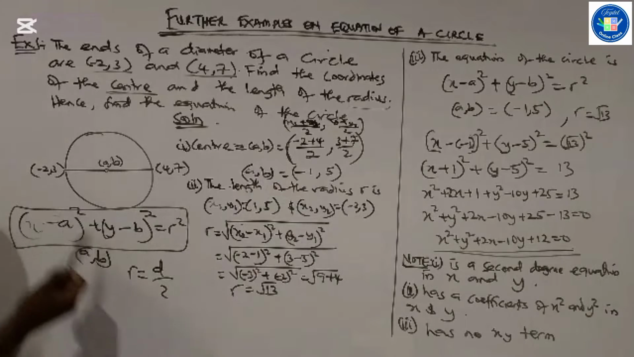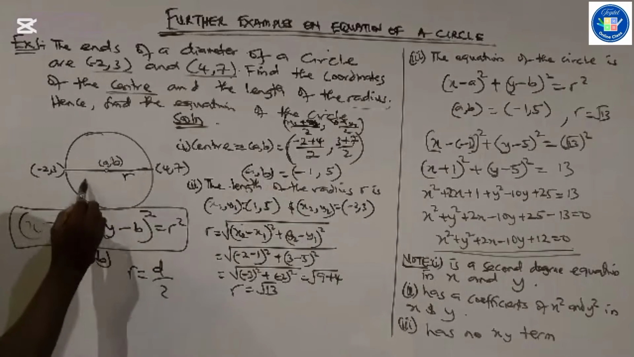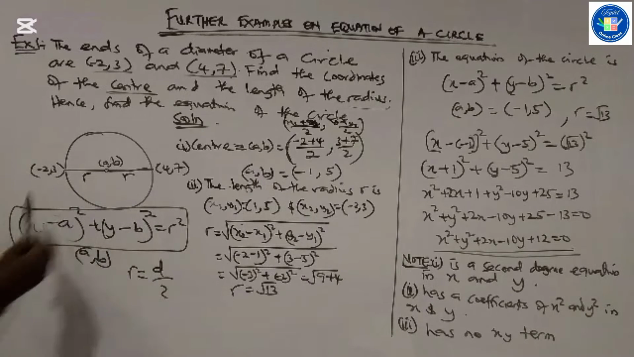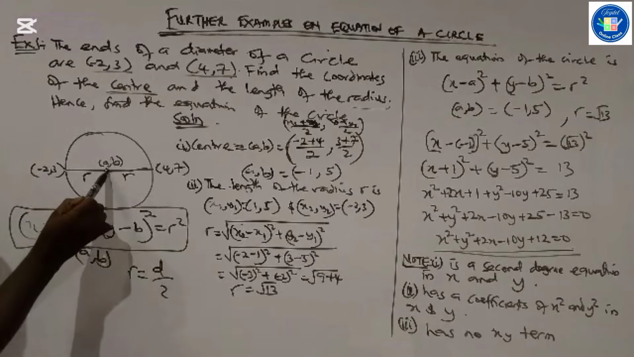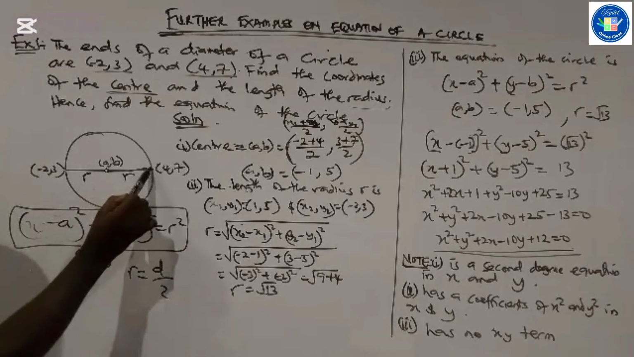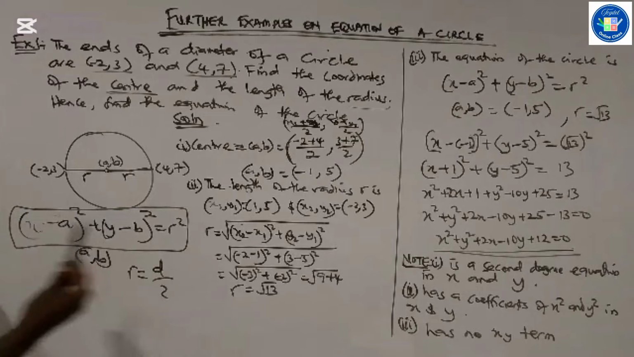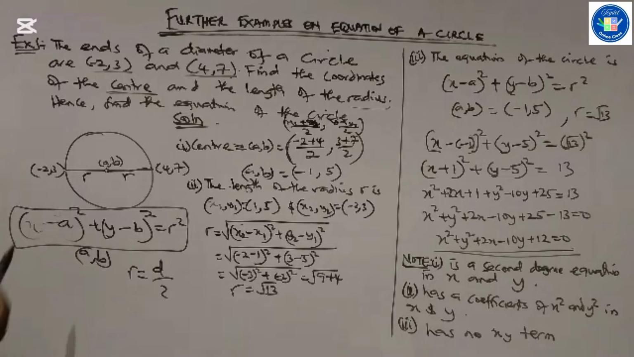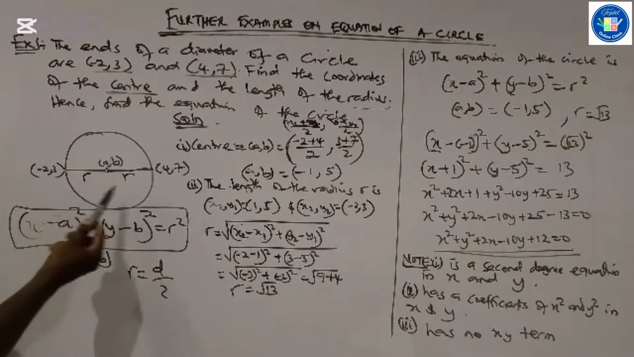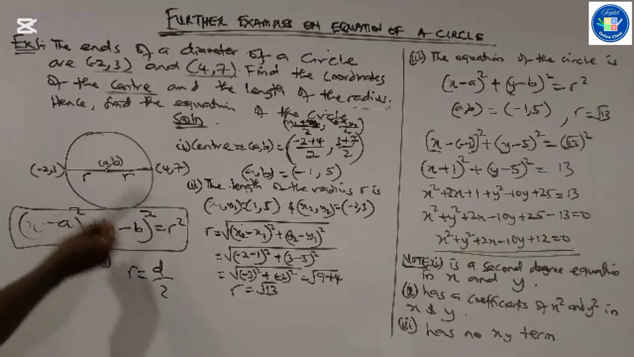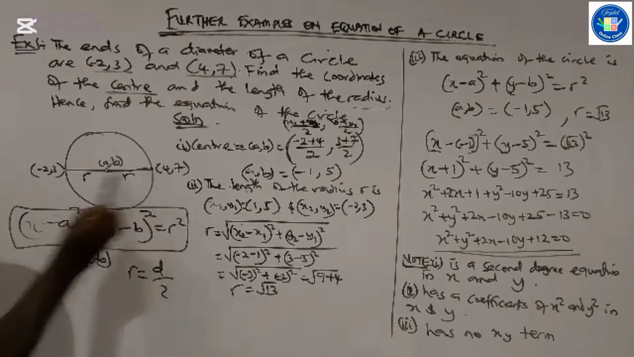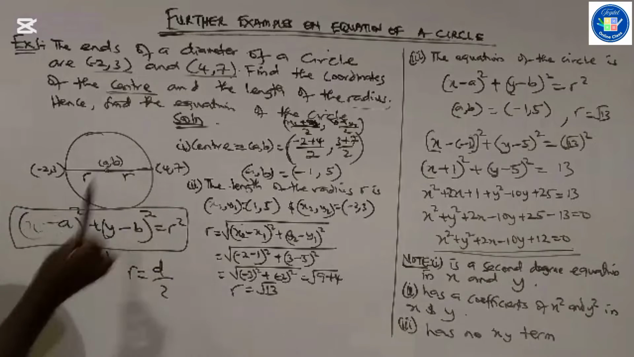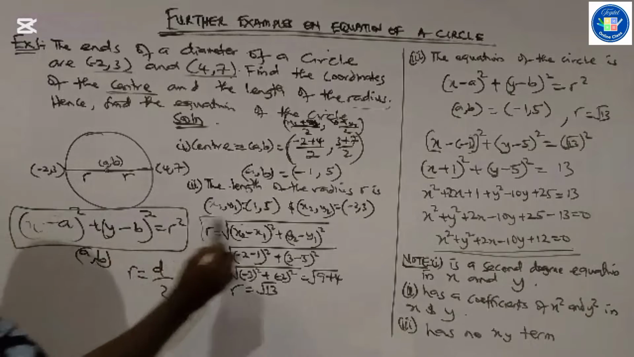Then we go to the second question, where we are asked to find the length of the radius. How do we find the length of the radius? The length of the radius is either of these sides. So you just pick either this first coordinate to the center, or this center to this other point. Just as we discussed in the previous class, we have a formula to find the distance between 2 points. This is 1 point, this is another point. And this is the formula to find the distance between 2 points.